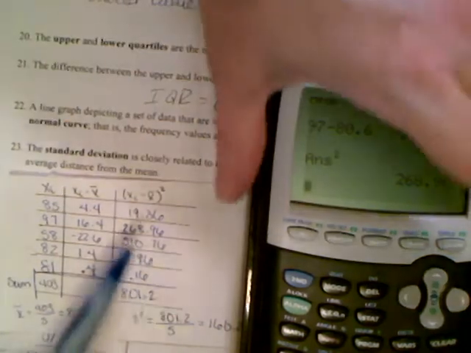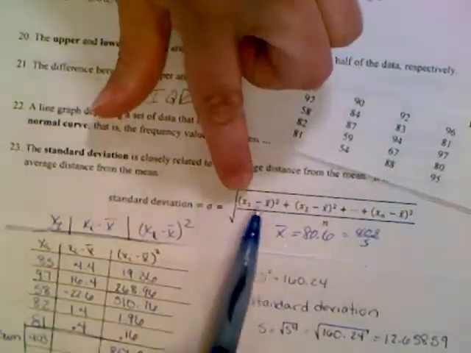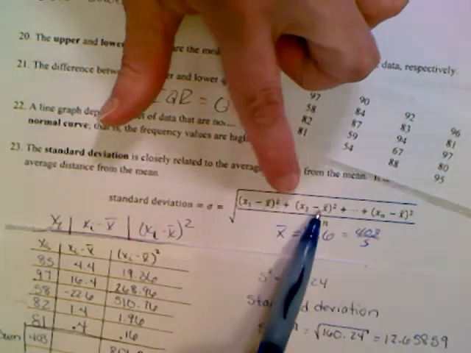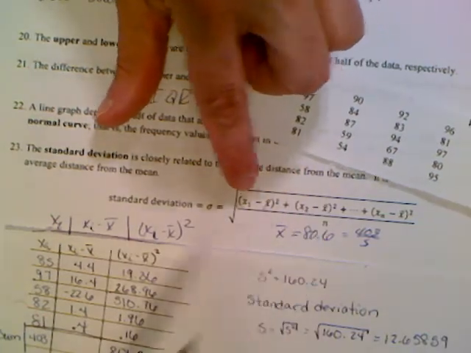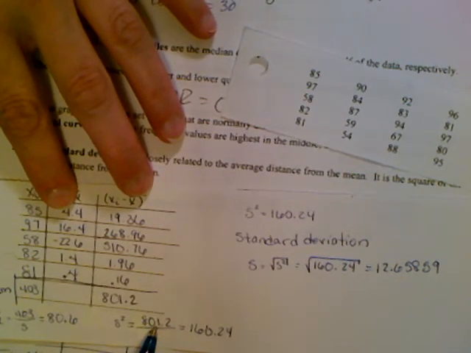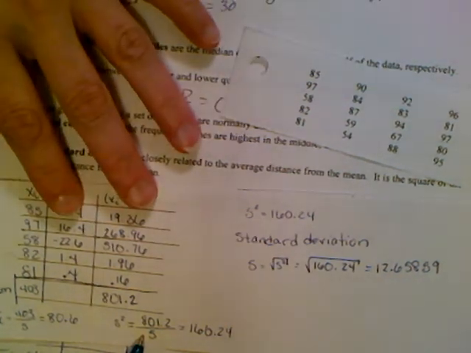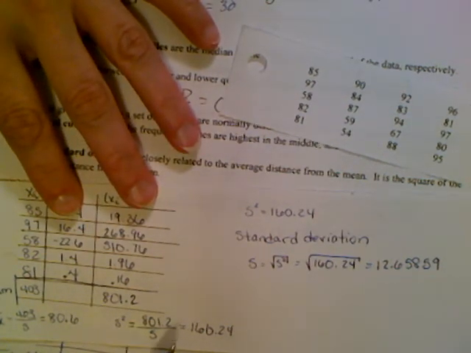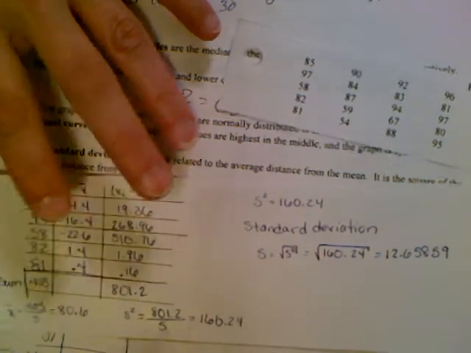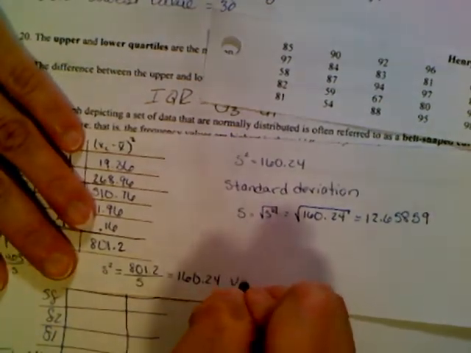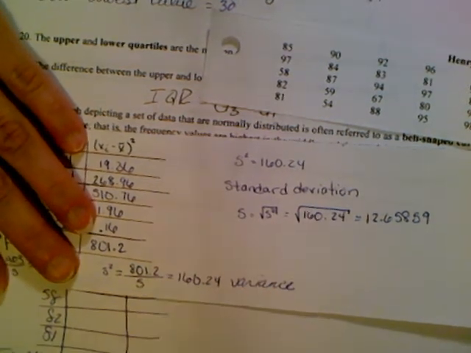Then what you do after that is sum up all these values. Remember, I wanted to find x1 minus the mean squared, x2 minus the mean squared, and then sum all those up. So I sum it all up, and I get 801.2, and then I divide by n, which is 5, because I only have 5 data values. And I get 160.24. That value is actually called the variance.